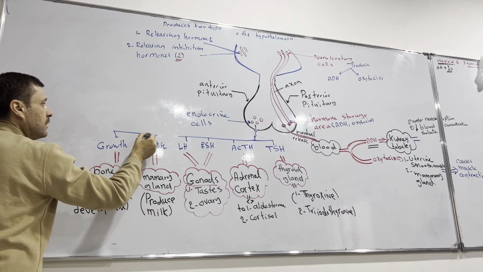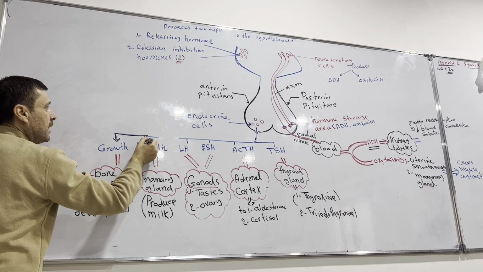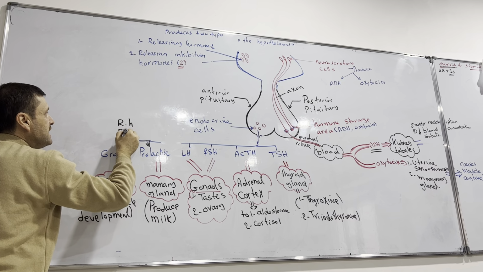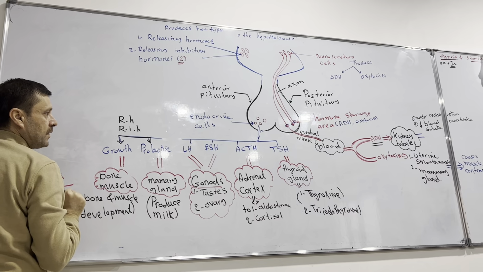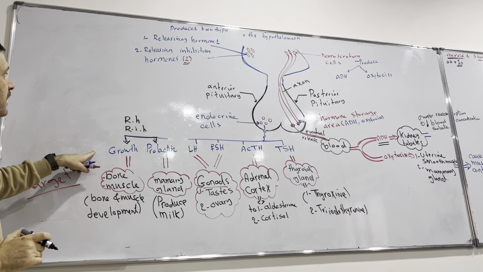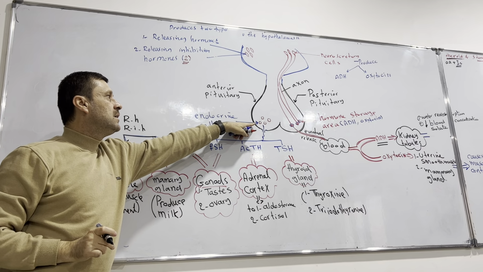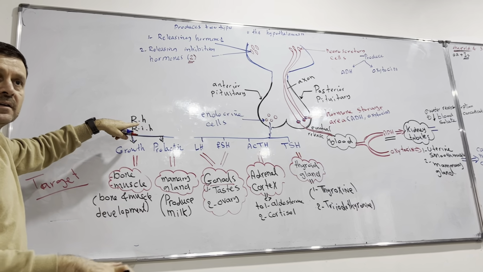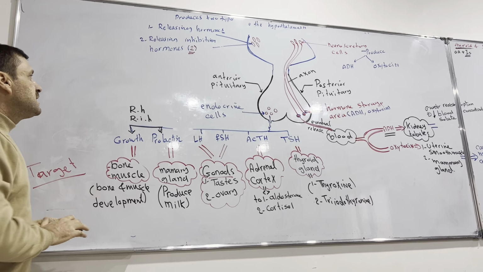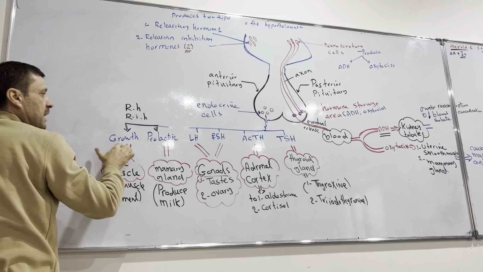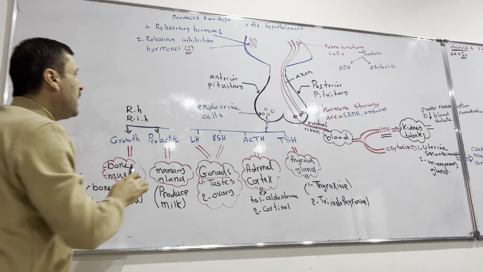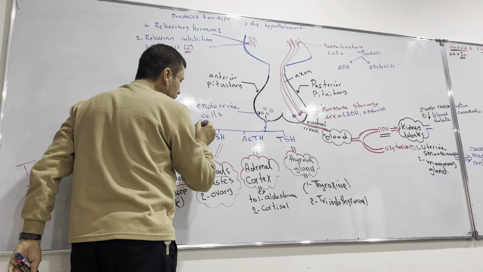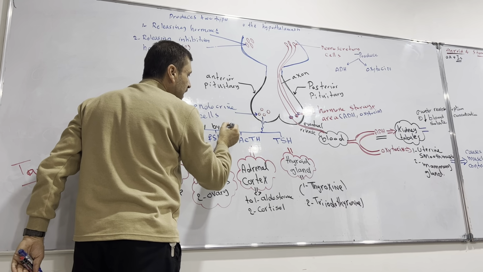Growth hormone and prolactin are controlled by both releasing hormones and release-inhibiting hormones. A releasing hormone stimulates the cells to produce the hormone, and a release-inhibiting hormone stimulates the cells to stop production of growth hormone and prolactin. LH, FSH, ACTH and TSH are controlled only by releasing hormones.